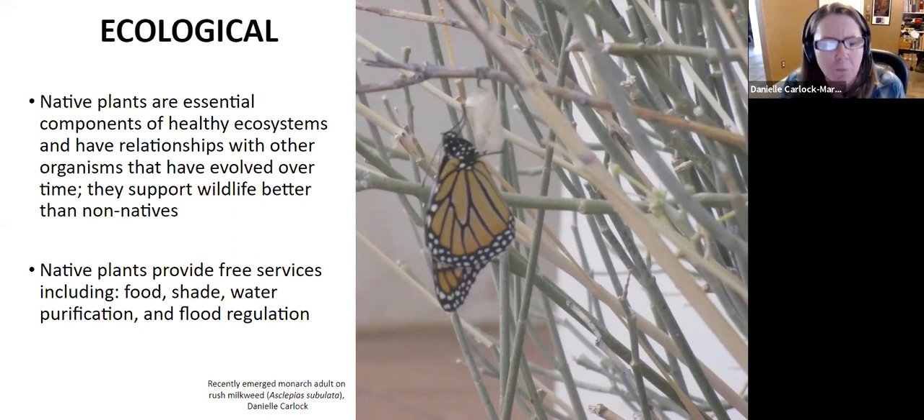And then just thinking a little more broadly, as far as all these different ecosystem services that native plants provide. Food, a lot of them are edible, not only for humans but for wildlife as well. They provide shade, water purification, and flood regulation, just to name a few of the ecosystem services when you think about native plants more broadly in ecosystems. Next slide, please.